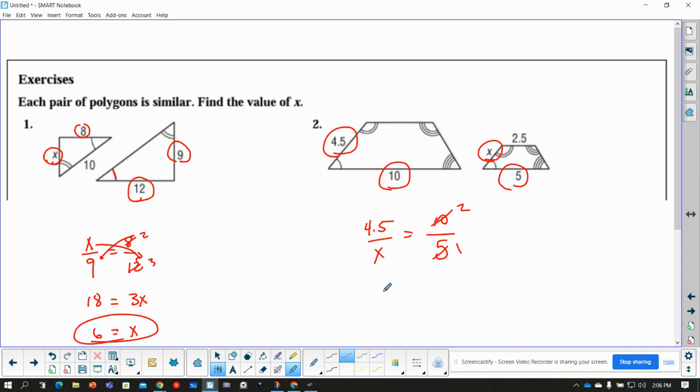2 times x is 2x. 4.5 times 1 is 4.5. Divide both sides by 2. X equals, what is that going to be, 2.25, I think? If I do that in my head, I think that's what it is, 2.25. All right, so there are the first 2 questions, number 1 and number 2.